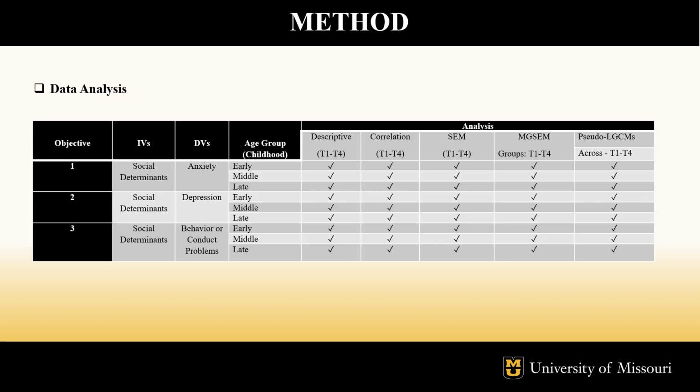For the first 3 objectives, the analysis will include descriptive statistics, correlations, structural equation modeling, multiple group structural equation modeling, and pseudo latent growth curve modeling. Each analysis will be conducted separately for each age group. Pseudo latent growth curve model is used because the data are cross-sectional and do not track the same subjects over time, allowing us to examine trends across time periods.